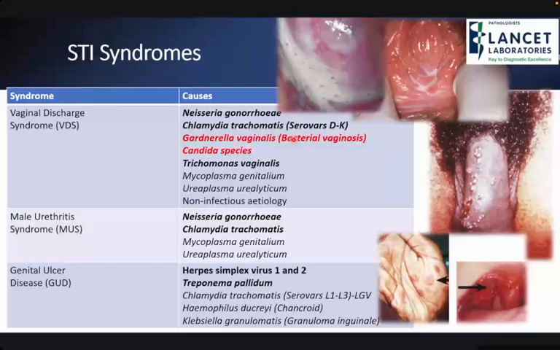Treponema pallidum, which causes syphilis, and then other causes that are not common anymore include Chlamydia trachomatis serovars L1 to L3, causing LGV, and then Haemophilus ducreyi, causing chancroid, and Klebsiella granulomatis, causing granuloma inguinale. So the commonest causes are the first two, herpes and Treponema pallidum.